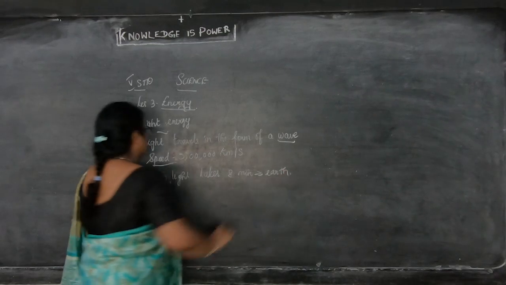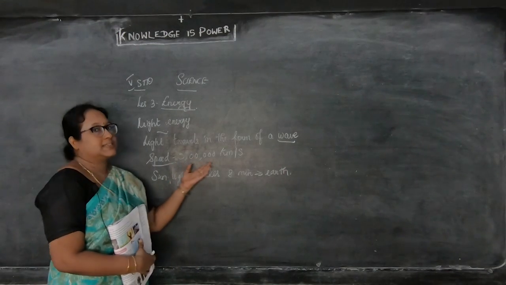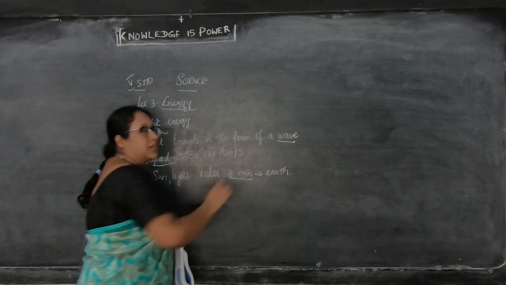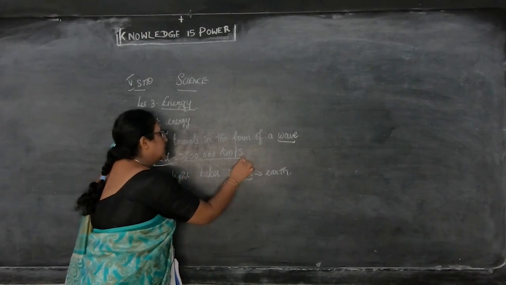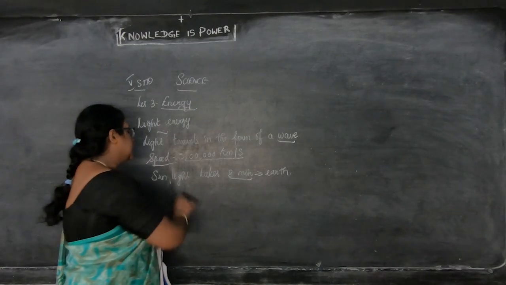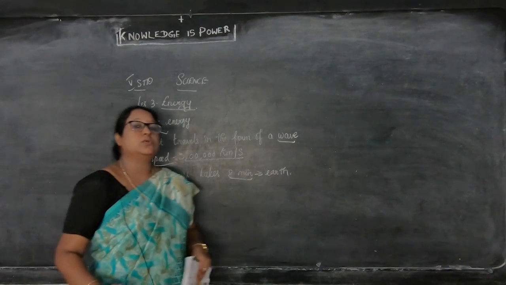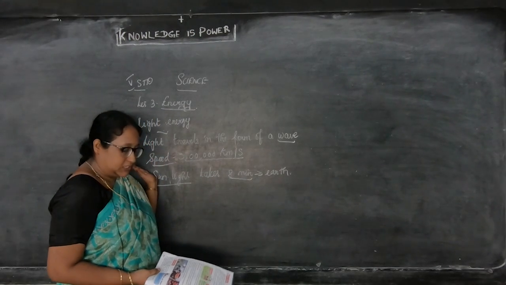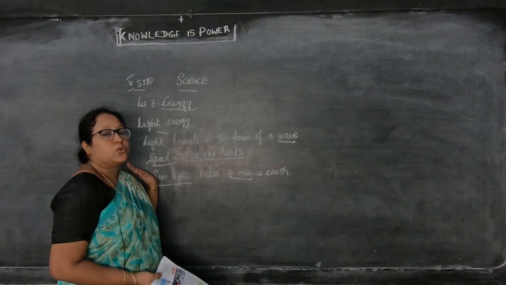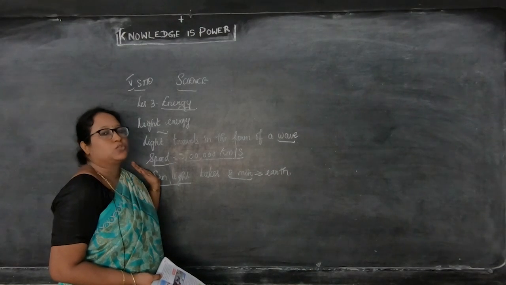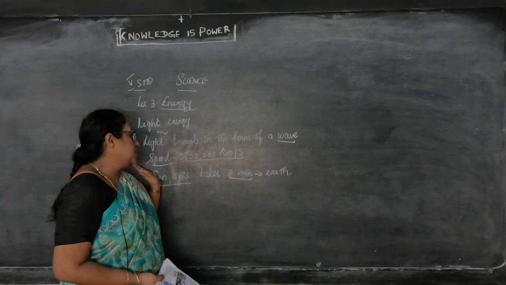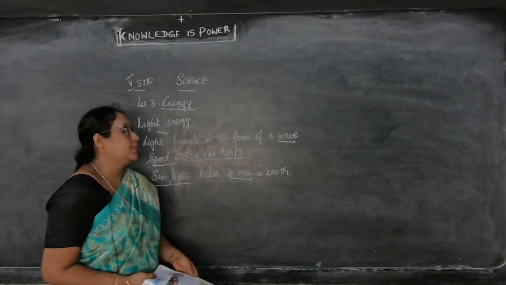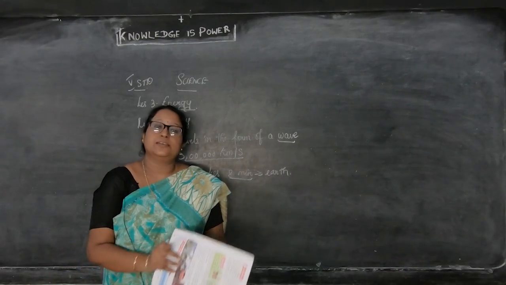So the speed of light is 3 lakh kilometers per second and sunlight takes about 8 minutes to reach the earth. So what did I say, children? Light travels in the form of a wave and it's the only energy which can be visible to the human eye. It travels at about 3 lakh kilometers per second and sunlight takes about 8 minutes to reach the earth.